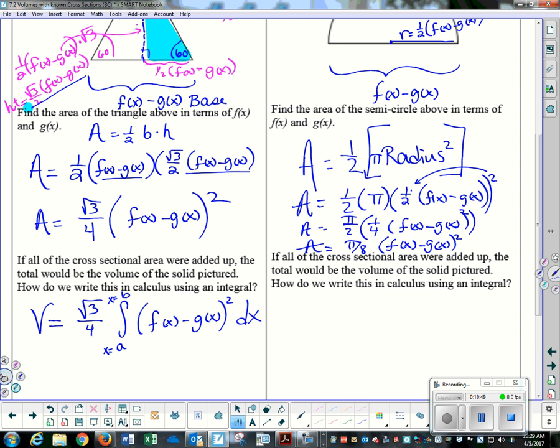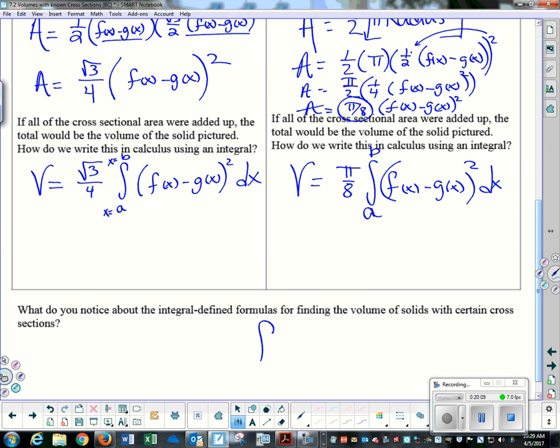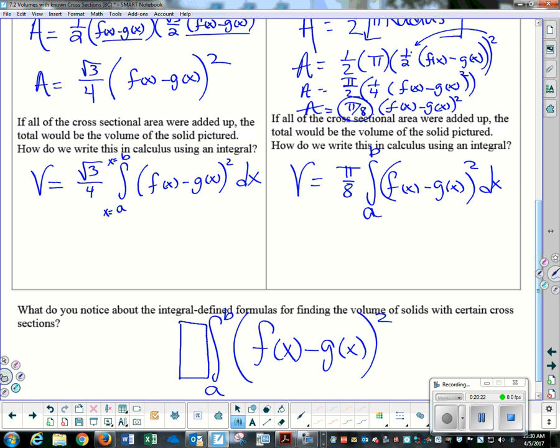All right, so once you get the area of your cross section, then we can go into volume. I'm going to pull this forward and just call it pi over 8, and the integral of f of x minus g of x squared dx running from a to b. And that is it. Now, the one thing that is in common to all of these, if you noticed, was the distance across our base region, quantity squared. And we integrated from x equaling a to b. The only thing that changed was the number out front.